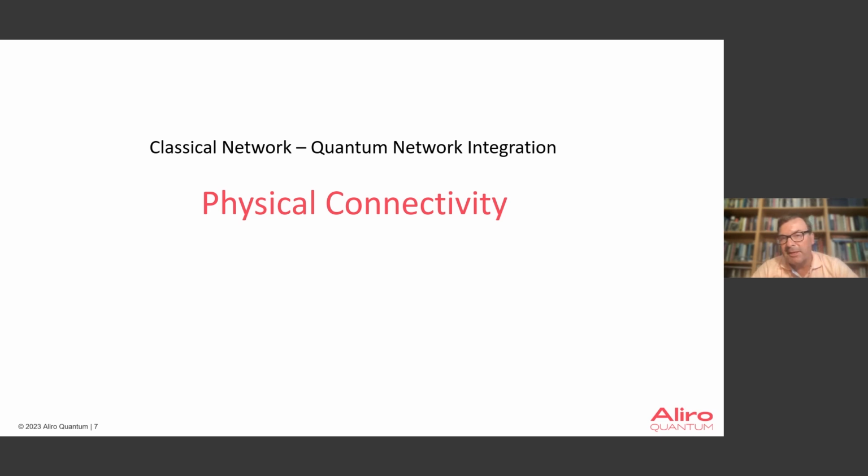I will now discuss the integration between the classical network and the quantum network at 3 different layers. First, I'll talk about the physical layer, then the application layer, and finally, the control, orchestration, and management layer. So I'll begin with the physical layer.